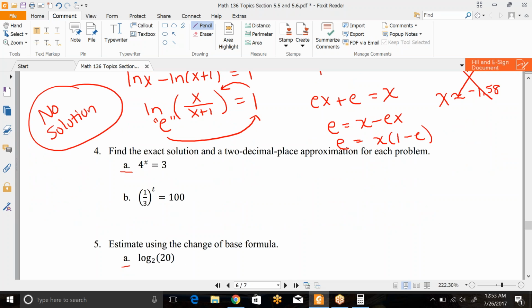Okay, for number 4, we're just supposed to use the change of base formula to help us find the exact, well, first of all, find the exact solution and then use change of base to get the approximation. This is just taking the log of both sides. That's one way to solve this, because then we'll be able to pull the power to the front. So pull the power on that x to the front of that log, and then we isolate by dividing the log 4 over. So this is the exact solution.